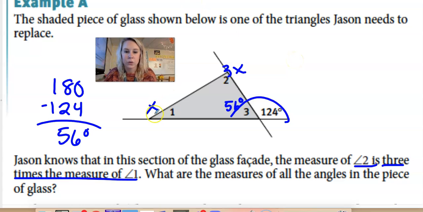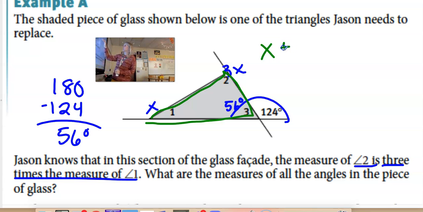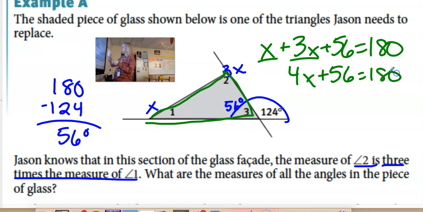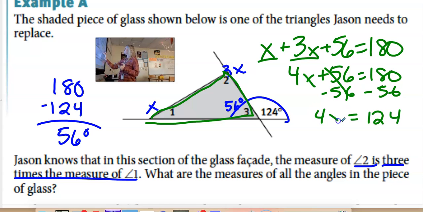So I do know all my angles of a triangle are 180 degrees. So one equation I can write is using the triangle sum theorem. So x plus 3x plus 56 equals 180 because that is the triangle sum theorem. So 3x and x is going to be 4x. Bring down your 56 equals 180. Subtract 56 on both sides. 180 minus 56 is 124 equals 4x. Divide by 4 to get x is 31.